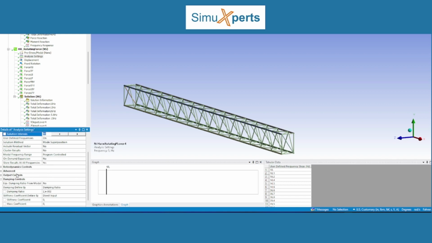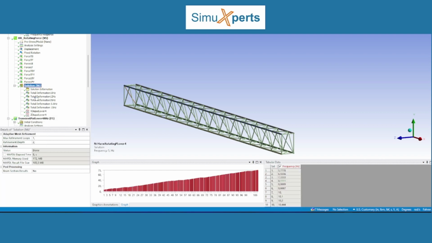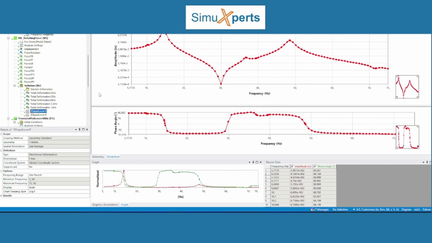It's also here that I specify the damping controls, or the damping value. In the case of interest, I have specified a damping ratio of 0.02, or 2%. Once we solve, we can get two different types of results that we will look at here. First, I'll look at what we call the frequency response.